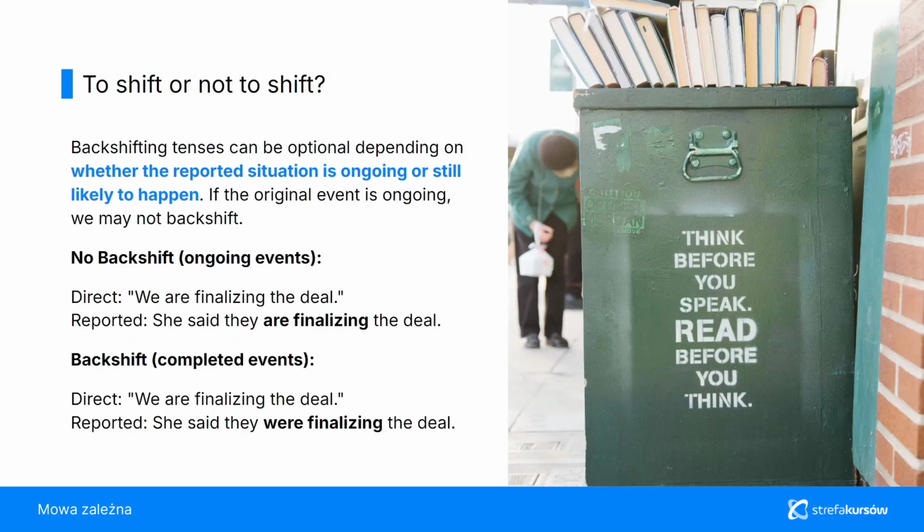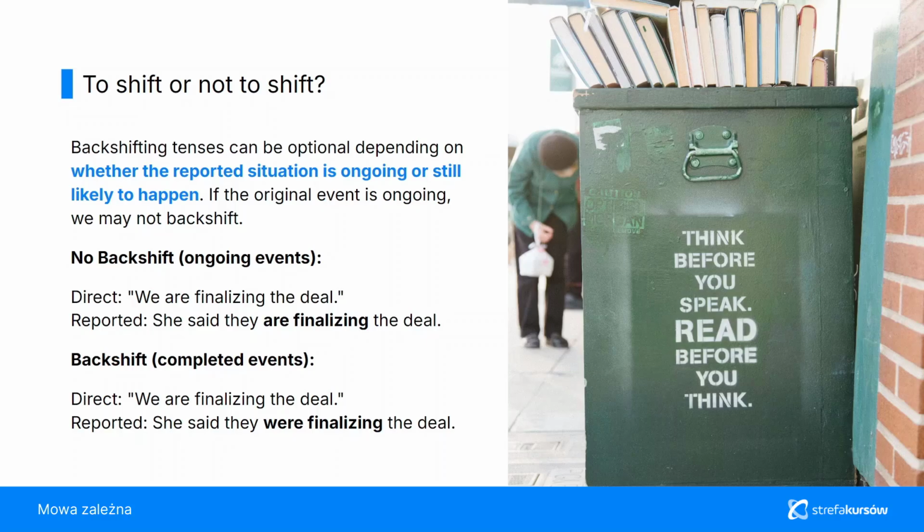So, let's take a look at this example. We are finalizing the deal. She said they are finalizing the deal. So we can assume that the action is still happening. And in the second one, we're finalizing the deal. She said they were finalizing the deal. This could mean that they're basically finished or that it already happened with reference to what was said originally before.